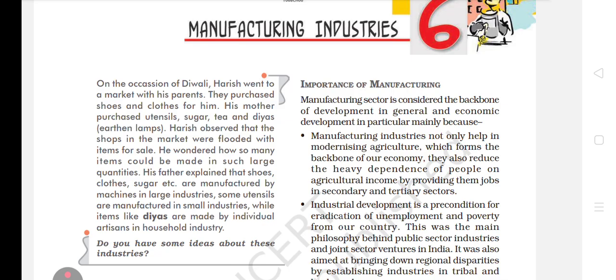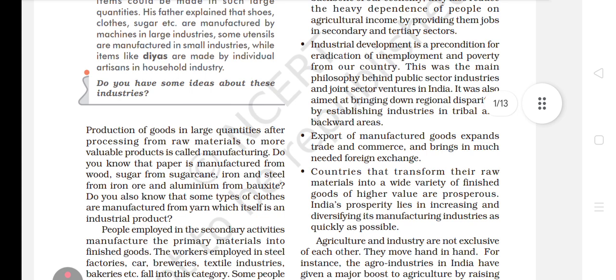So he was thinking how diyas could be produced in such a massive volume, massive quantity. So he asked this question, and his father explained to him how these items are produced in bulk quantity, how these are manufactured in large quantities in industries. So, dear students, now I have asked you a question: do you have some ideas about these industries? You can tell me in the comment section what you have learned after reading this chapter, and what knowledge you had about industries before reading this chapter.